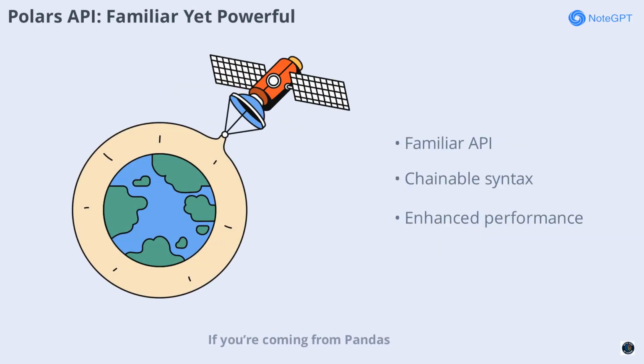If you're coming from Pandas, you'll find the Polars API both familiar and powerful. Many functions have similar names and behaviors, but with added performance and flexibility. The chainable, expression-based syntax makes complex operations concise and readable. You can quickly adapt your existing workflows and start benefiting from Polars optimizations.